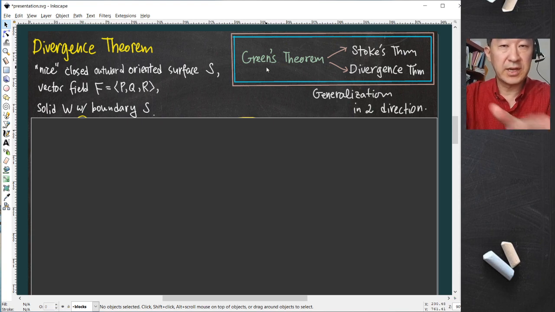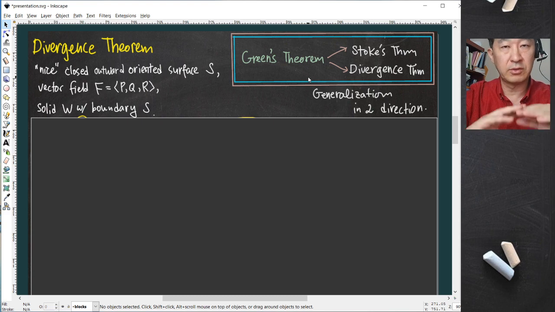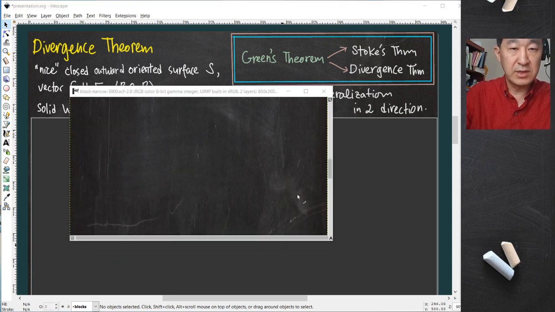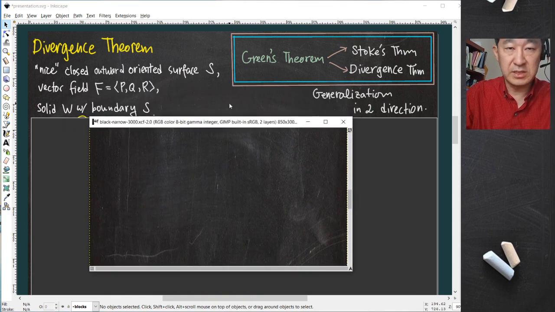Even though it looks like a higher dimensional analog as well, if you think about Green's theorem to Stokes' theorem, it is just changing the way the ambient space is sitting in. So intrinsically, it's not the higher dimensional version. But Green's theorem to divergence theorem is a higher dimensional version. So let me use a picture to explain this one.